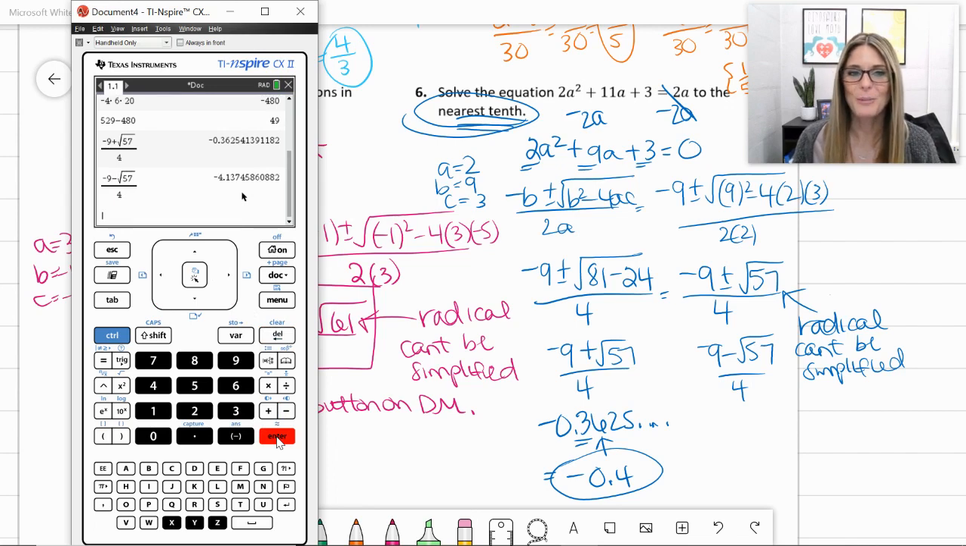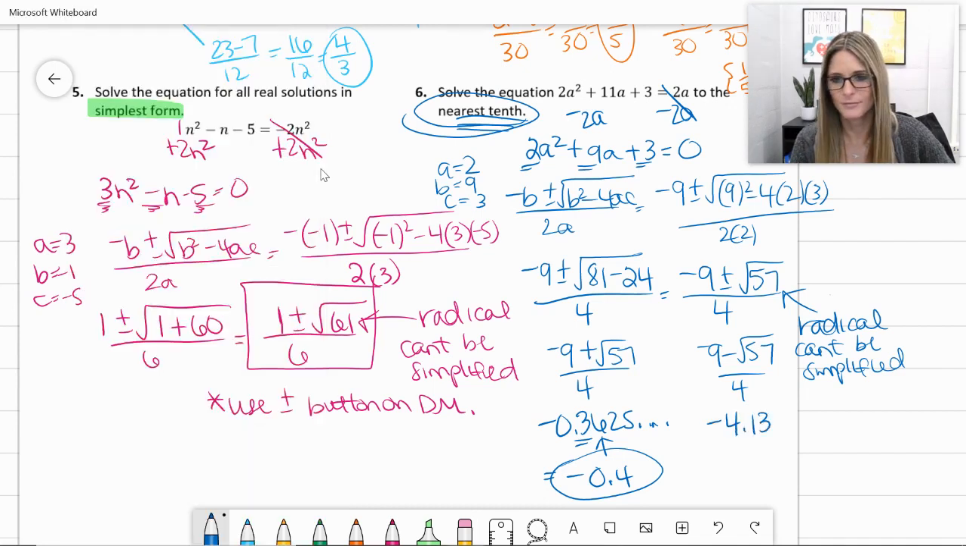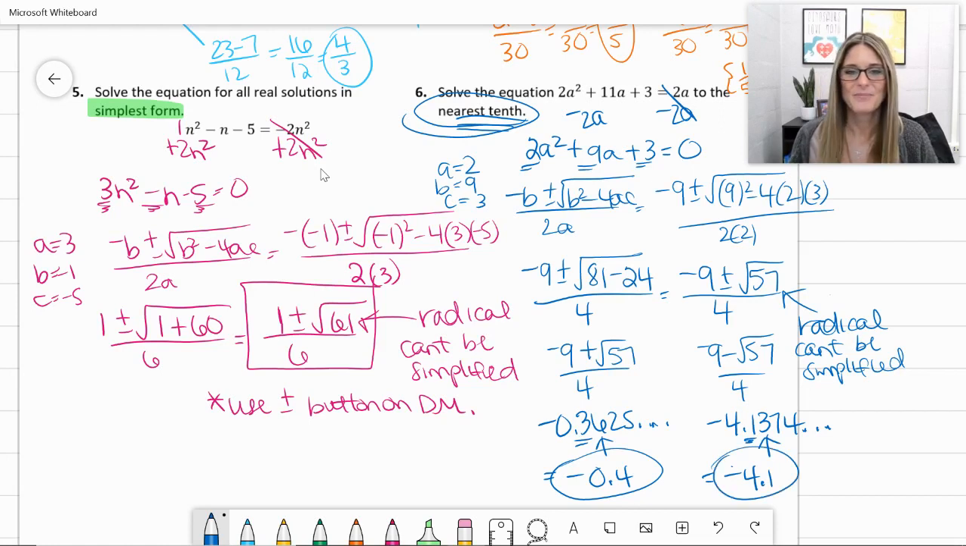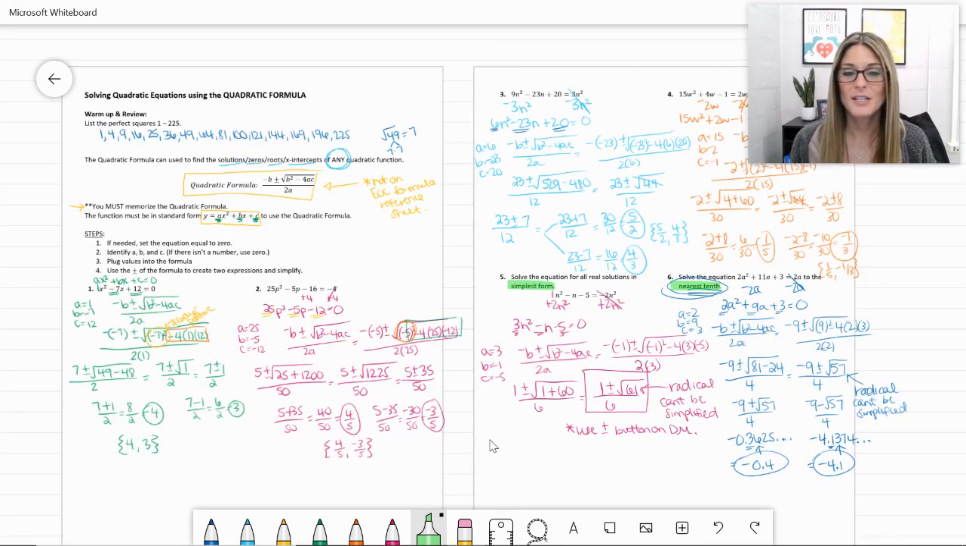We're going to get a negative 4.1374, and we'll need to round it to the nearest tenth. The 1 is in the tenths place, the 3 tells me how to round it, so we're going to let it rest at negative 4.1 as my other answer. So again, we had another radical on number 6 that didn't simplify, but the directions were talking about rounding it to the nearest tenth. So we went ahead and evaluated it in the calculator to get our decimal form and then rounded properly. So this was solving quadratics by using the quadratic formula.